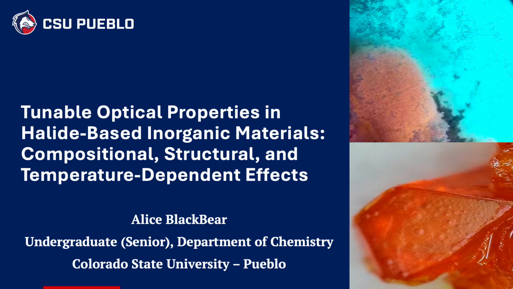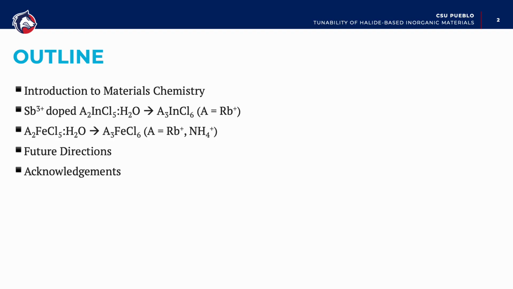And let's get started. To begin, I would like to take a moment to briefly outline what we will be discussing today. Firstly, I will give you all a short introduction to materials chemistry. Second, I will show you the work we've done with some photoluminescent systems. Then we will discuss the synthesis and properties of some thermochromic pigments. Lastly, we will discuss the future directions of our lab group and some acknowledgements.